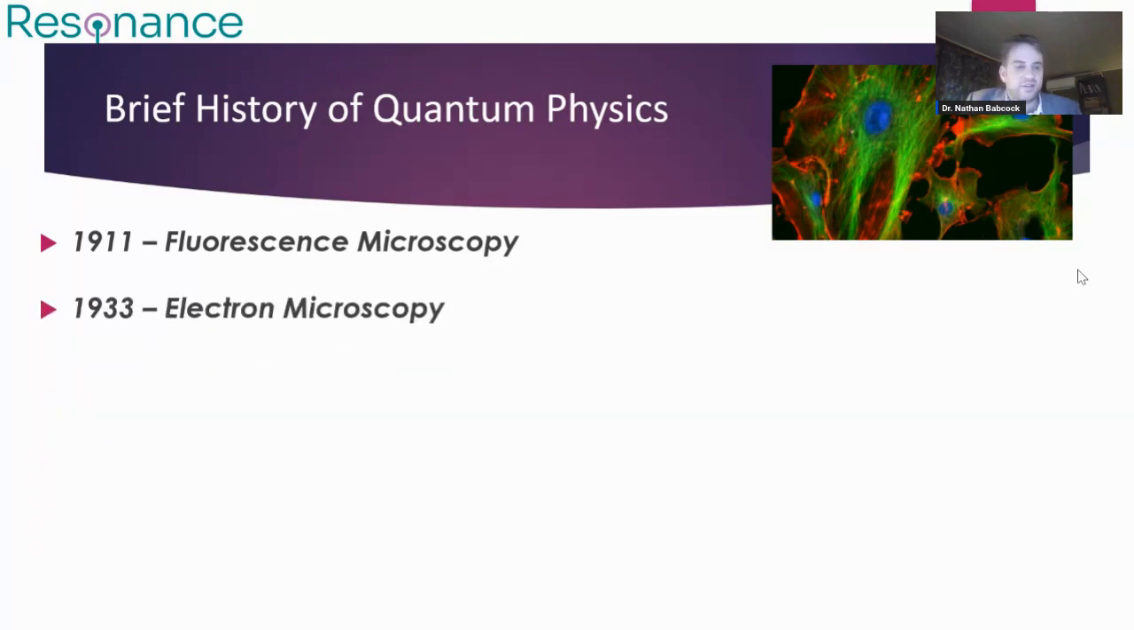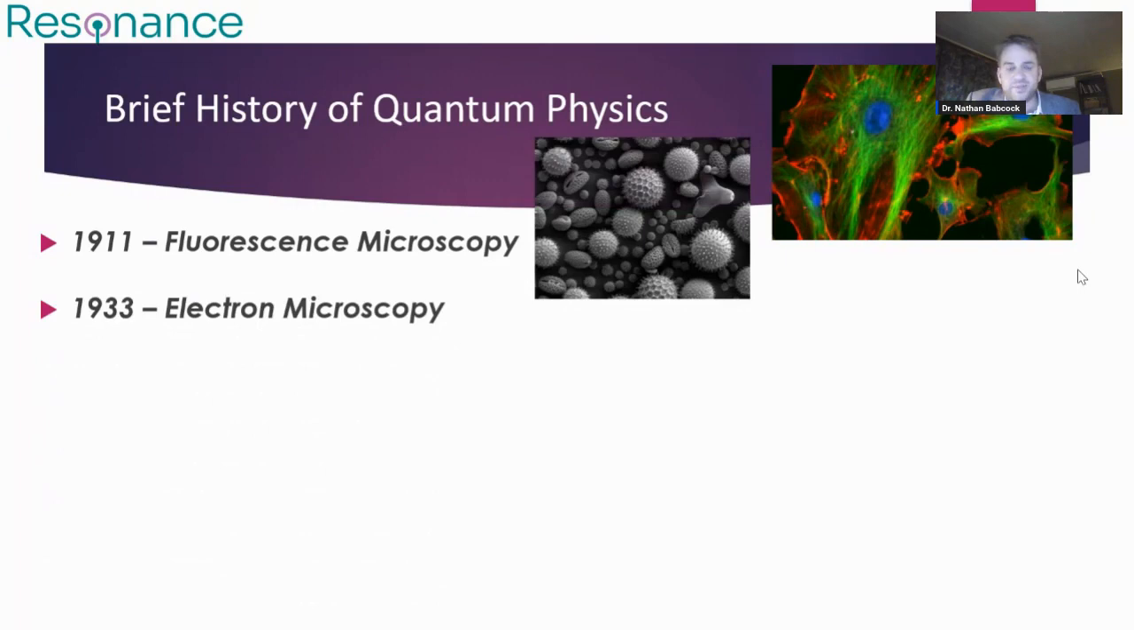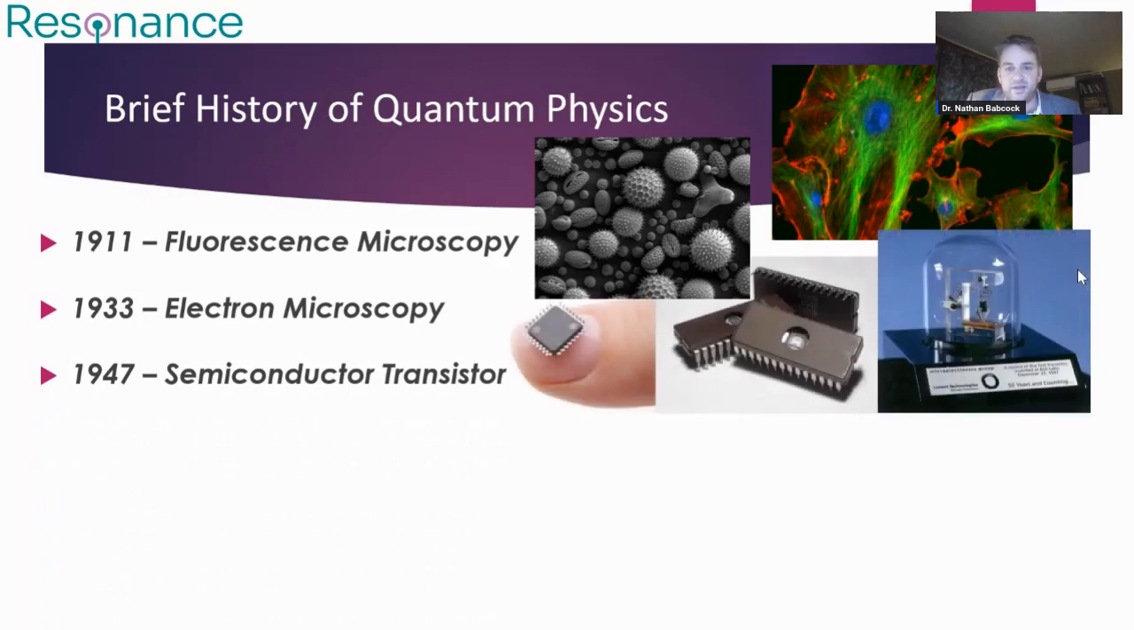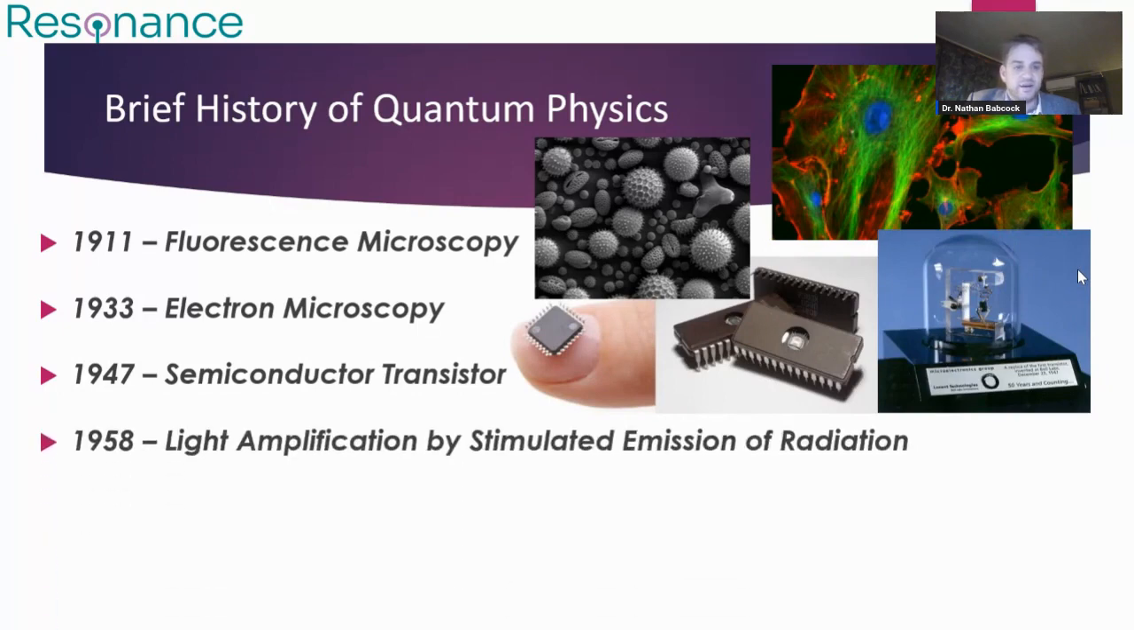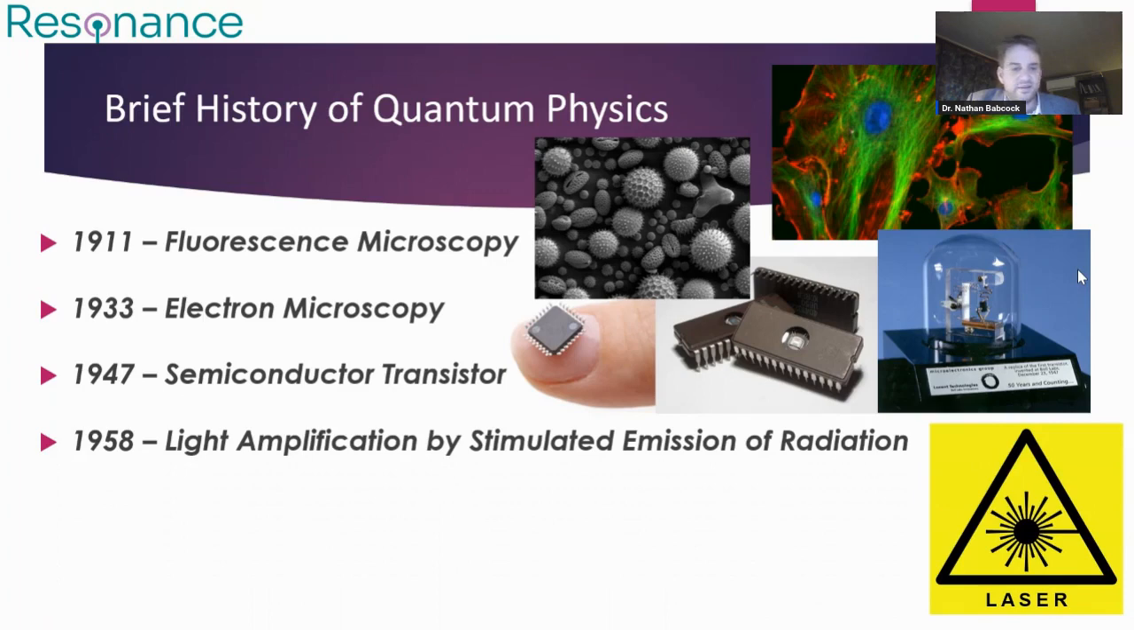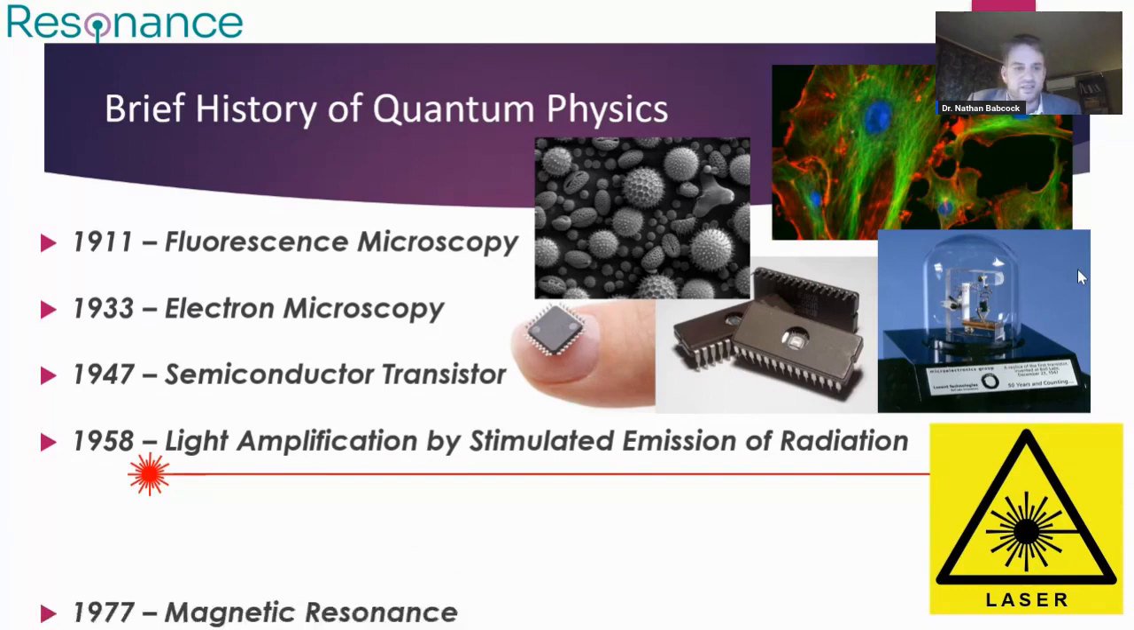By 1933, electron microscopy enabled us to look deeper into the living world. We can see the fine resolution of a number of grains of pollen here. And by 1947, the semiconductor transistor has enabled microchips and all the wonderful computing technology that we see today. By 1958, the laser was invented, which is now very common. Laser pointers we see in many in-person presentations.